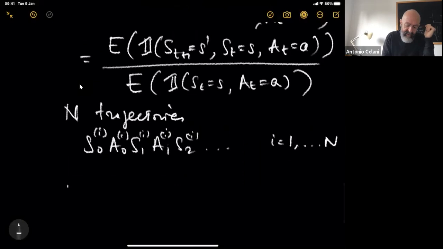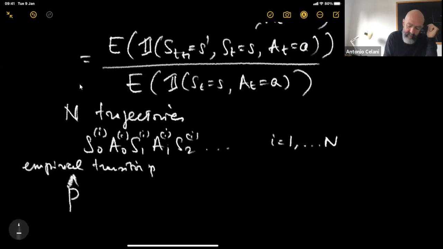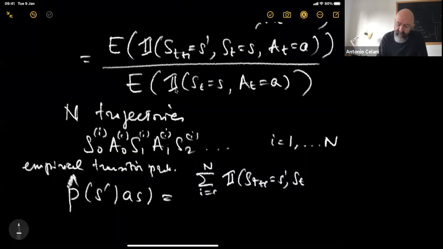And then I can construct from this an empirical model. So this is what I would call my empirical transition probability. What is that? Well, I'm just going to replace these expectation values with the empirical means. So this is defined as the sum i going from 1 to n of the objects which are to be counted. This is just the number of counts on the numerator, and this is another number of counts.